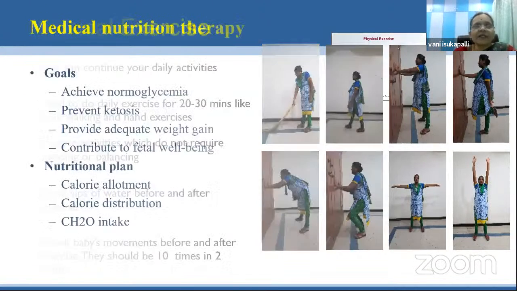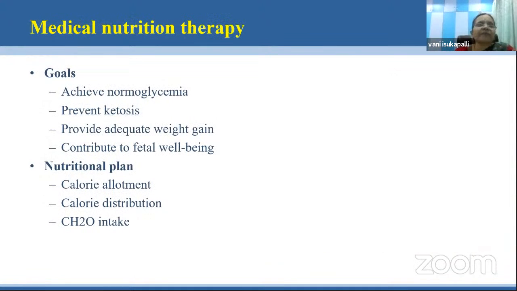The next important thing is medical nutrition therapy. The goal of this is to achieve euglycemia, at the same time preventing ketosis, providing adequate weight gain for the mother and to the fetus. So while encouraging good euglycemic control, we also have to see that the mother will be gaining a nominal weight in the pregnancy, and the fetus also should be growing to an appropriate extent. So these are the goals.